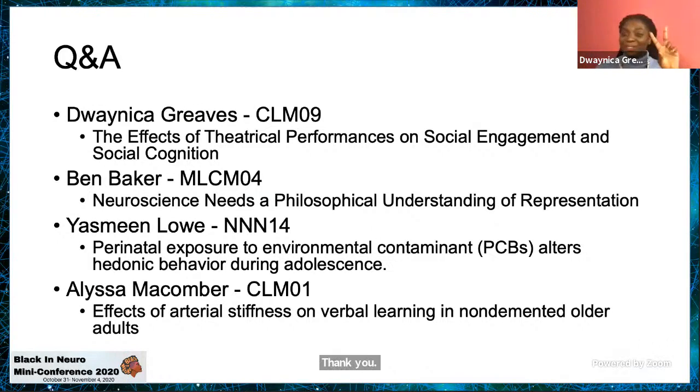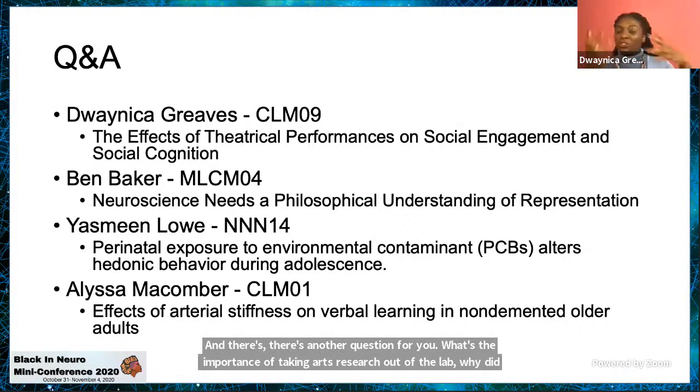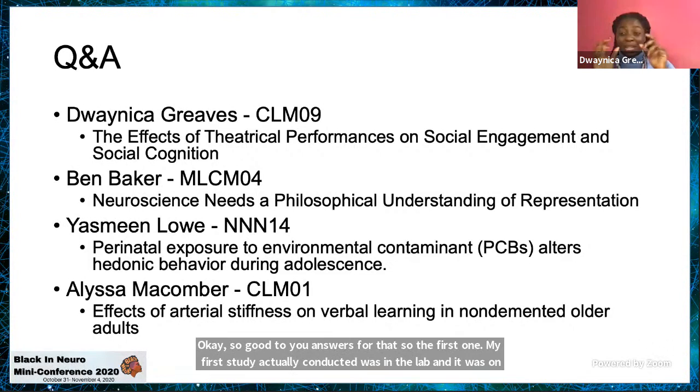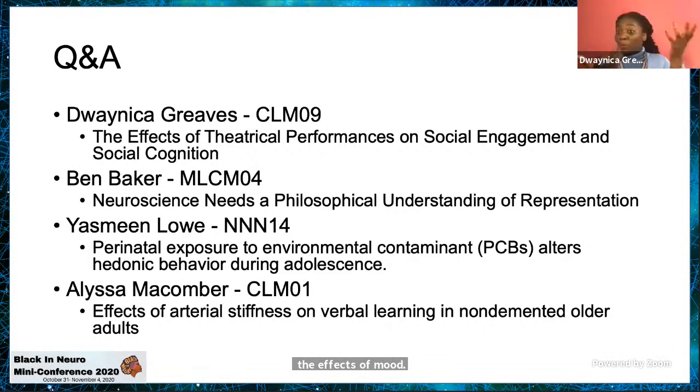Okay, so I've got 2 little answers for that. So the first one, my first study I actually conducted was in the lab, and it was on the effects of mood induction on emotional perception of movement stimuli. And I was looking at ballet dancers, etc. And I found that the lab research didn't encompass what I want in terms of the ecological validity of being in a theatrical space. I feel like I would use lab research if it was well suited to the question. It's all about what is best for the hypothesis.